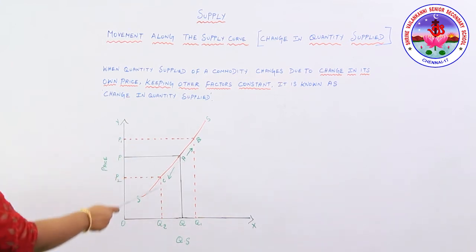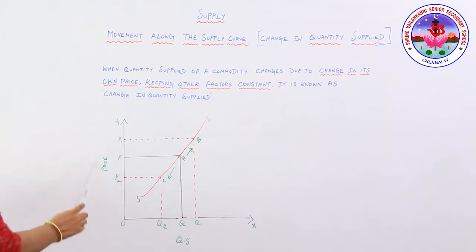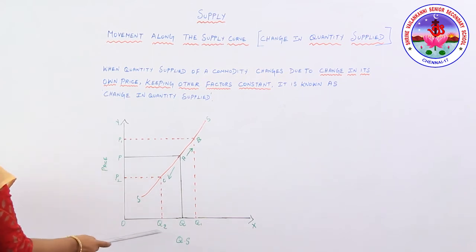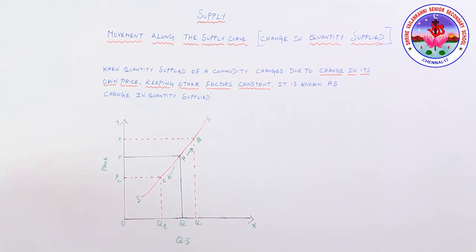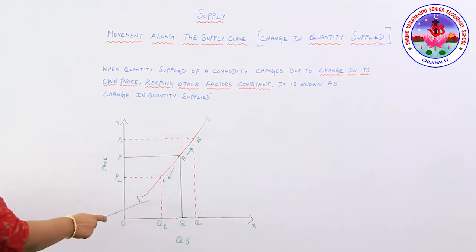Now, what is the downward movement? Downward movement is nothing but, just listen, on the other hand, when there is a fall in the prices from OP to OP2, it's falling down, isn't it? So that leads to a decrease in the quantity supply from OQ to OQ2. It's known as contraction in supply, which results in a downward movement from A to C along the same supply curve.